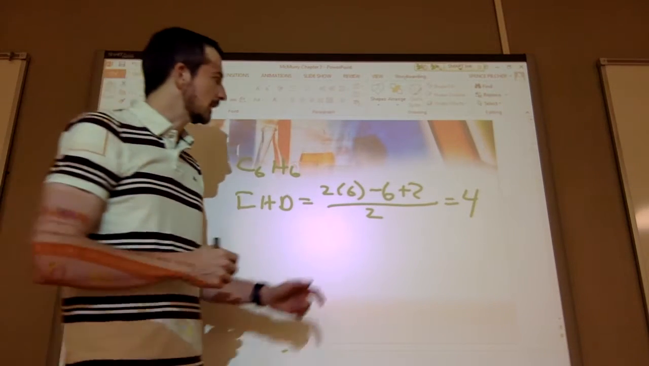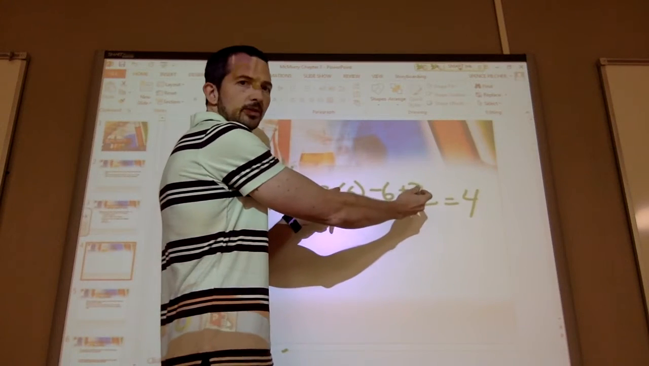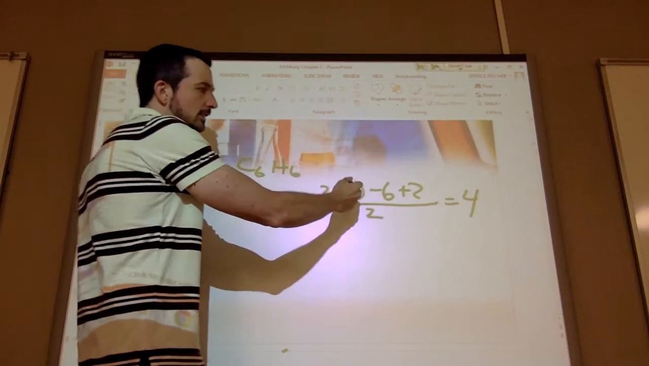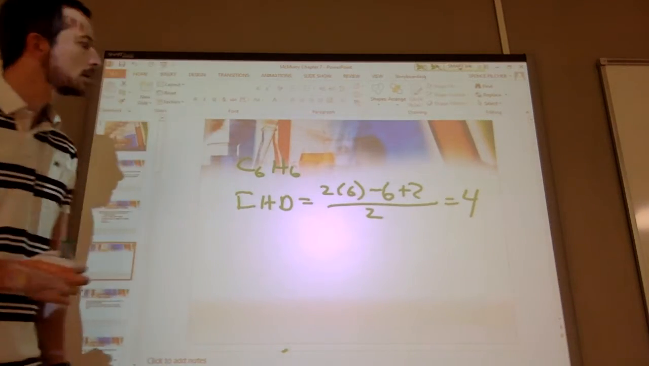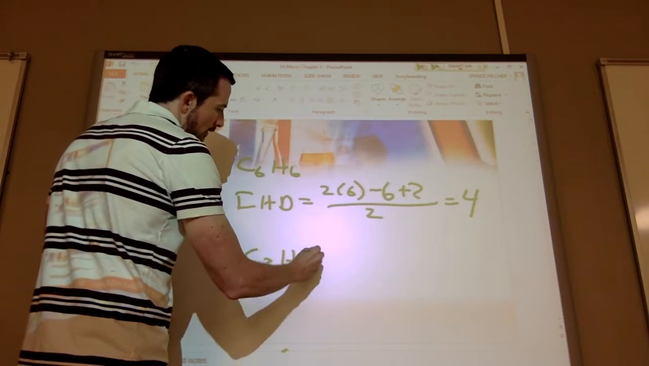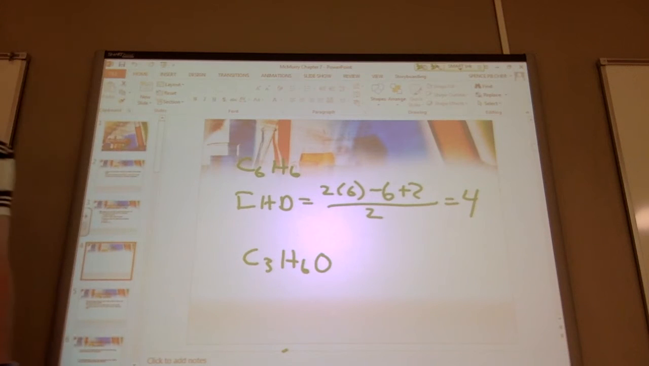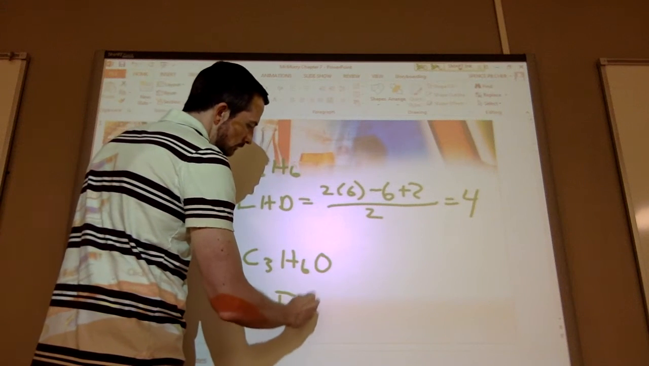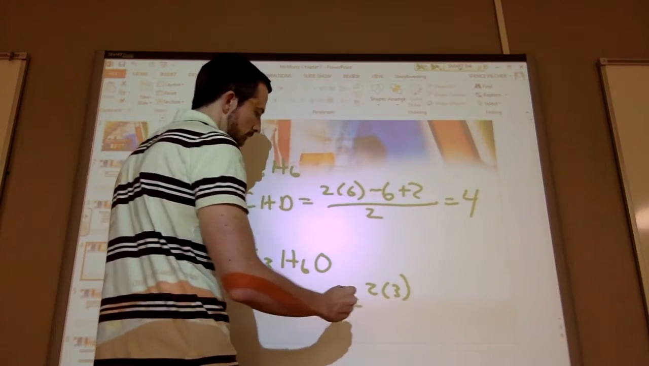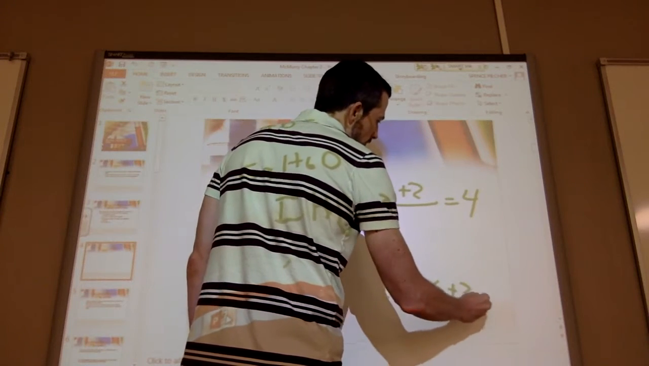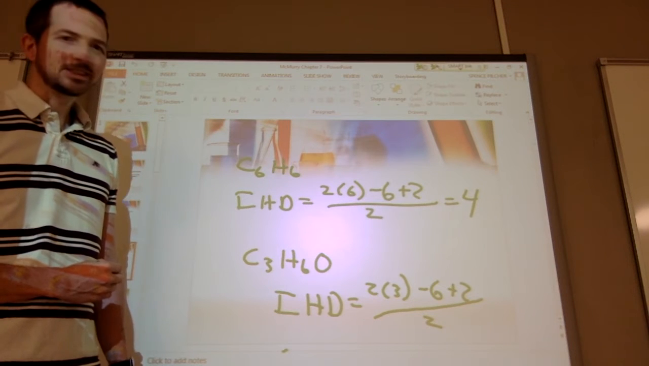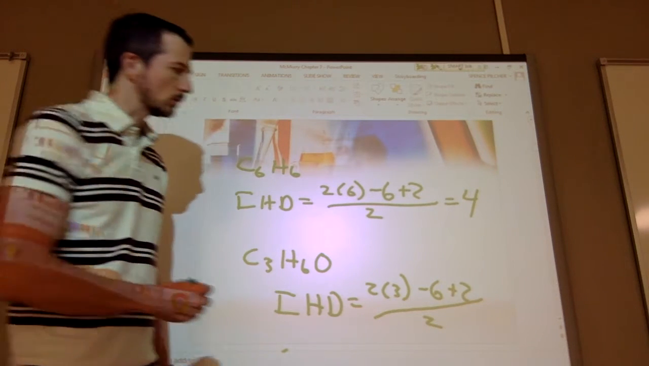I've seen some students make a mistake by saying 2 times 6 is 12, and then they do 6 plus 2 over here and say 8, and 12 minus 8, and they'll get the wrong answer. So remember, 2 times 6 is 12, then you have to go left to right. Let's look at another one. C3H6O. So 2 times 3 is 6, minus 6 is 0, plus 2 is 2, divided by 2 is 1.